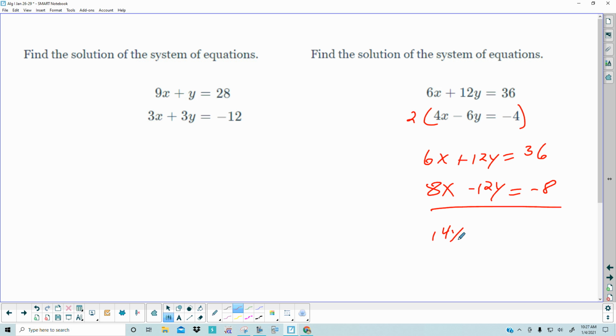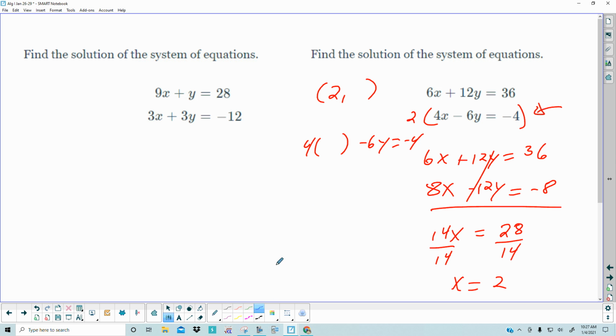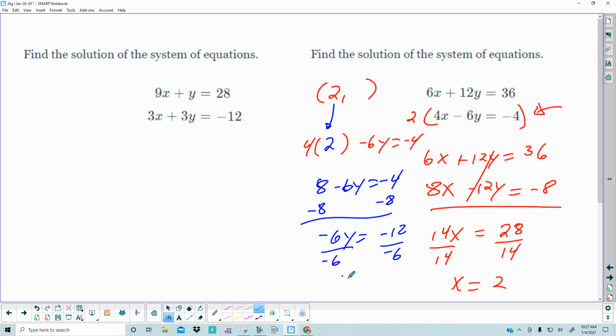So I get 14x, those cancel out, equals 28, divided by 14, divided by 14, x is equal to 2. So x is 2, I have to find the y. You choose which equation you want to fill it in. I like this one because the numbers are smaller than that one. So I have 4 times whatever x is worth, minus 6y is negative 4. X is worth 2, I'm just going to fill it in there. 8 minus 6y is negative 4. Subtract the 8. Negative 6y is equal to negative 12. Divide by negative 6. Y is equal to 2.